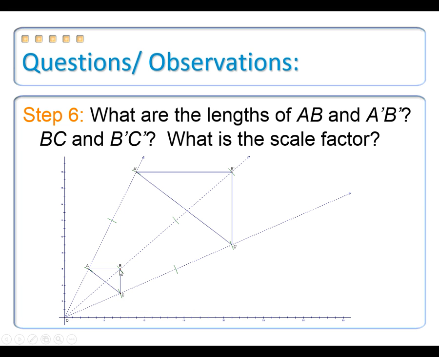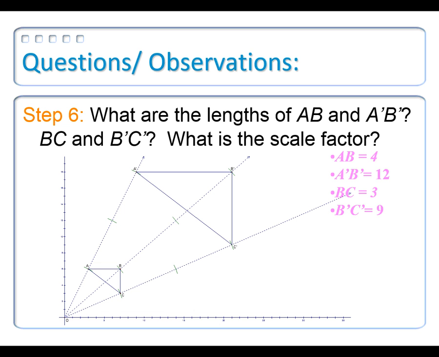So it says in question 2, what are the lengths of AB and A prime B prime? So this length. And then we're going to do the same thing with BC and B prime C prime. So I'm going to measure these 2 horizontal distances and these 2 vertical distances. And then it says, what is the scale factor? So again, when we do this, we're going to divide the length of the image over pre-image.